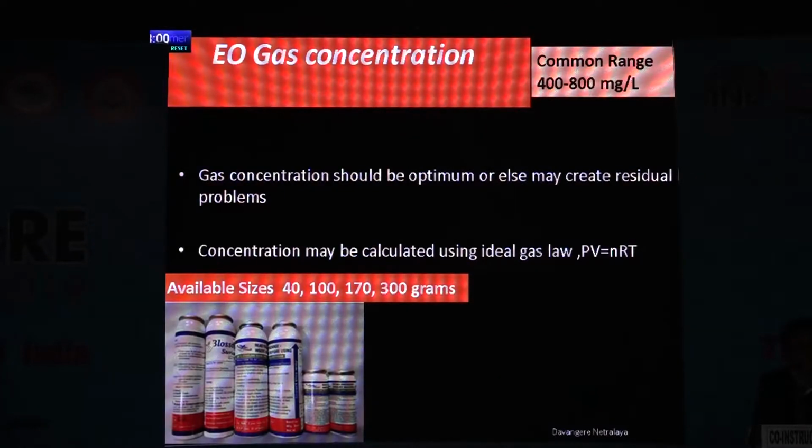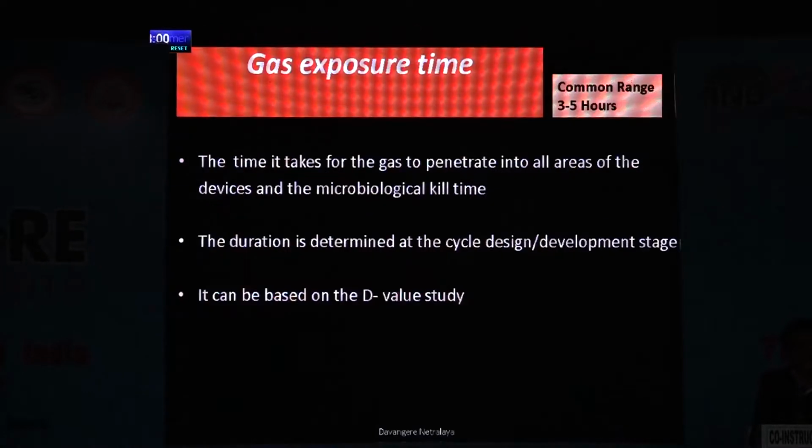Gas concentrations: variable sizes of cylinders or cartridges are available, anywhere ranging from 40 to 300 grams. Depending upon the load, you can use the ideal gas concentration. Preferably it should be around 400 to 800 milligrams per liter. Gas exposure time is preferably 3 to 5 hours. It is not the gas exposure time which takes up the cycle length here. It is the degassing phase, or the removal phase of the ethylene oxide, which is the most important thing.